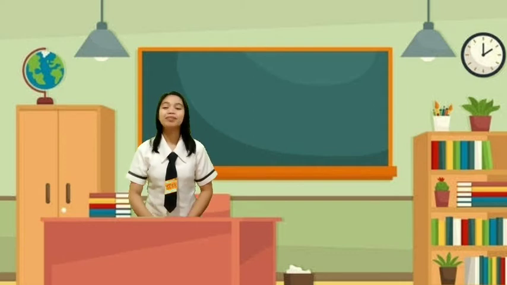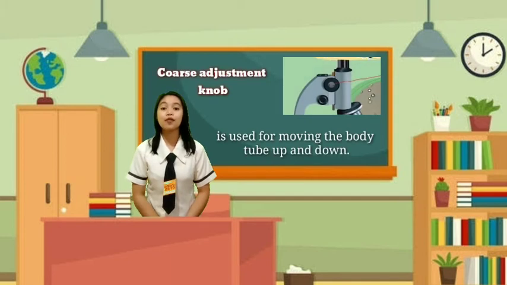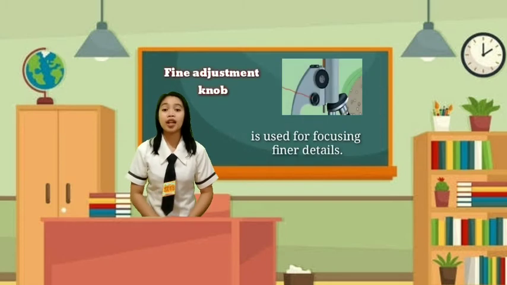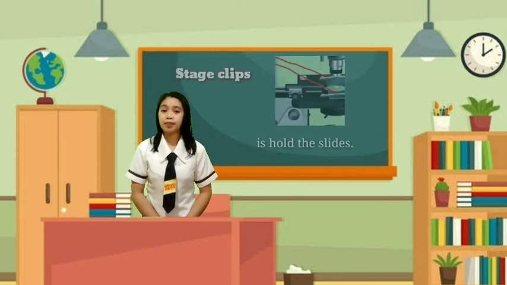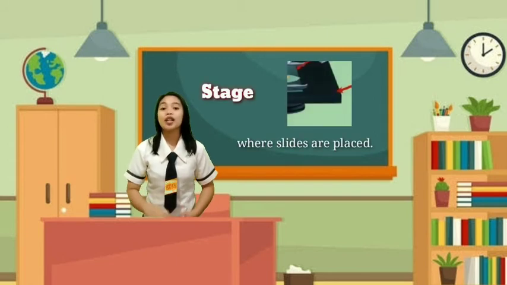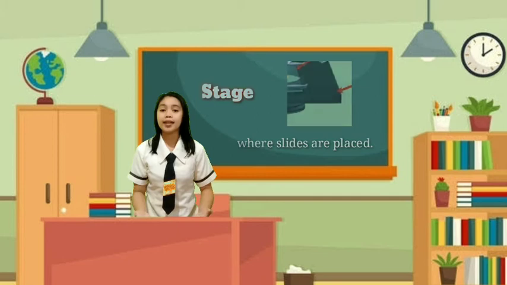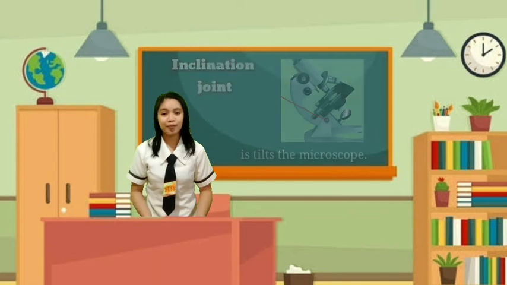Yes? Anyone? Brilliant! The eyepiece is the top part where you look through. The coarse adjustment knob is used for moving the body tube up and down. The fine adjustment knob is used for focusing finer detail. Objective is for magnifying the image. Stage clip holds the slide. Stage is where slides are placed. Inclination joint tilts the microscope.